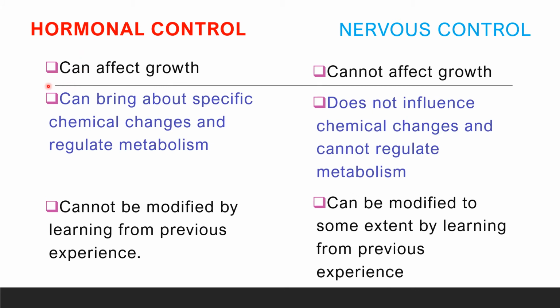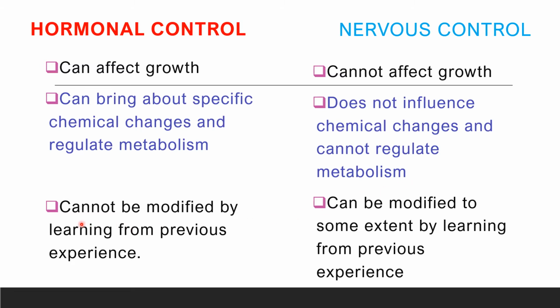The next point: hormones can affect growth, but the nervous system cannot affect growth. The next point is, hormones can bring about specific chemical changes and regulate metabolism. Very important. But in the case of nervous control, the nervous system does not influence chemical changes and cannot regulate metabolism.